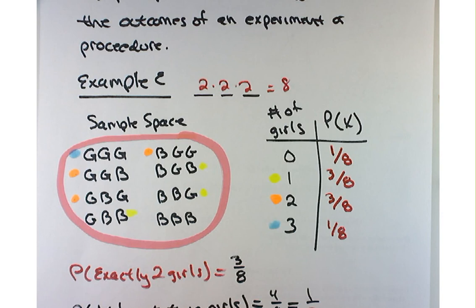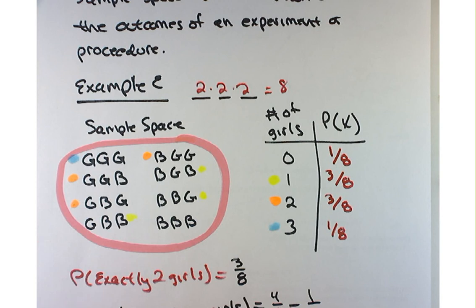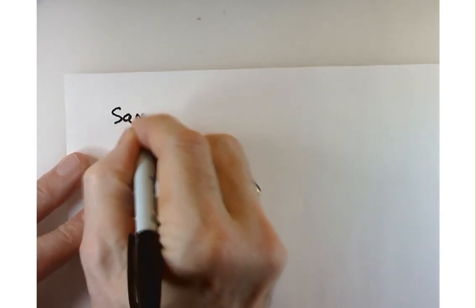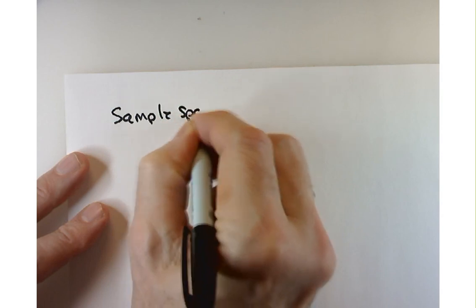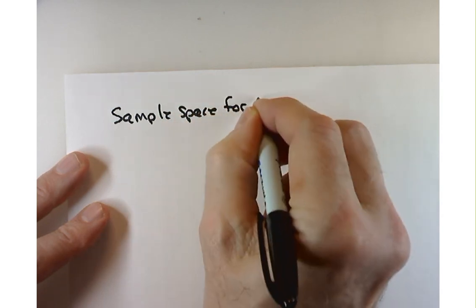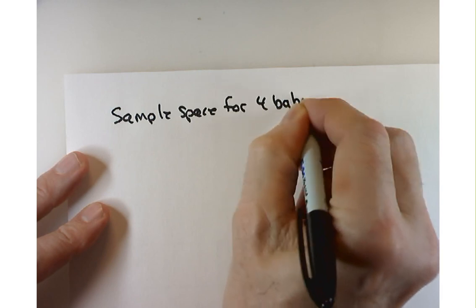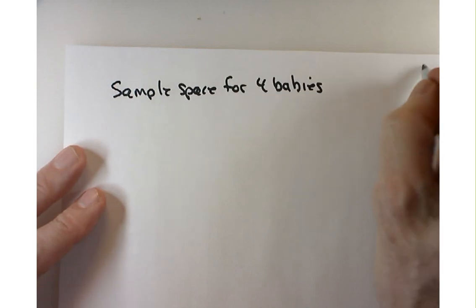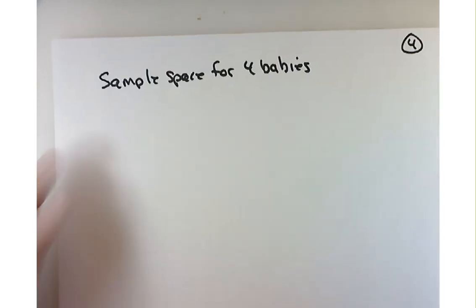Now this is going to take me a minute, but I'm going to write out the sample space for example F, because we're going to talk about something else called the complement. So this is going to be the sample space for 4 babies. If you want to copy this down, great. If you don't want to copy it down, I don't blame you. And my apologies, I'm going to have to think for a moment. So give me a second here.